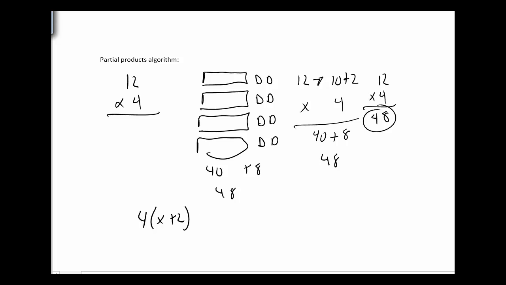What are we illustrating here? I'm saying I've got 4 groups of, so we would say distribute that in and get 4x plus 8. But notice, isn't that the same as 4 times 10 plus 2? So 40 plus the 8, the same way of looking at 4x plus 8.